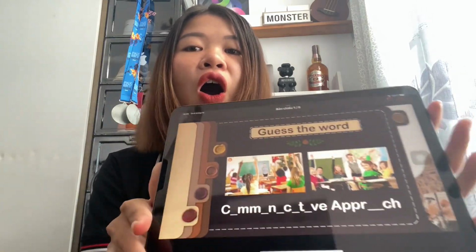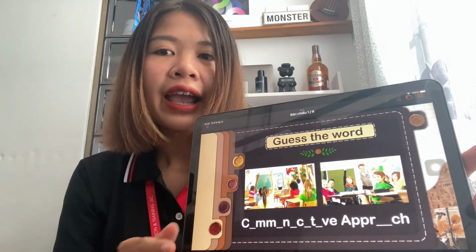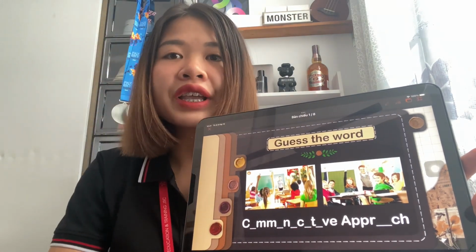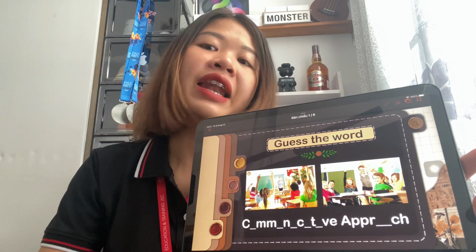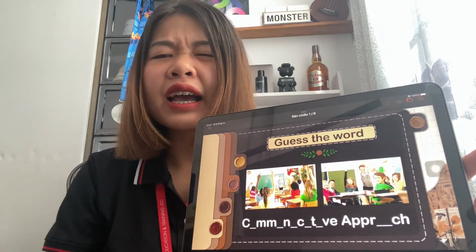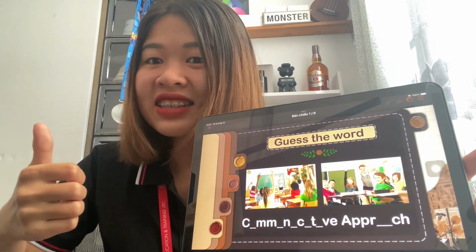Okay, before we proceed to our lesson today, I have prepared a small game for you, which is called Guess the Word. Here are the rules. We have 2 pictures and 2 words here. For those students who can answer me correctly, you receive 10 points. Are you ready? Yes.